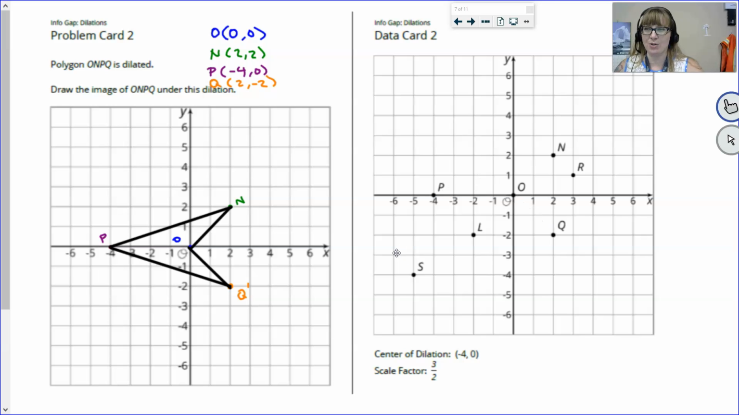Now we need to do that actual dilation. The other pieces of information that you should have asked are, where is the center of dilation? And we read over here on the data card and we can see that the center is different. This time it's -4, 0. So -4, 0. That was already on the diagram, so this is going to look a little bit different. This one here is the center.